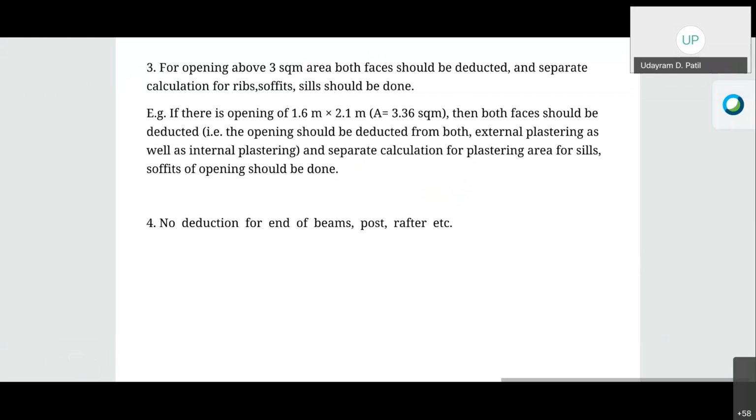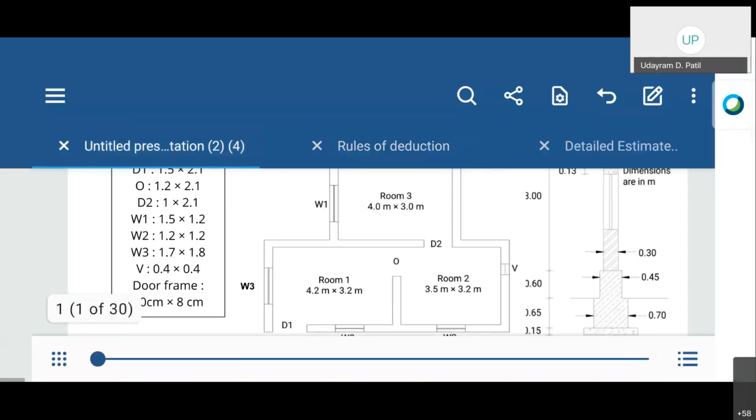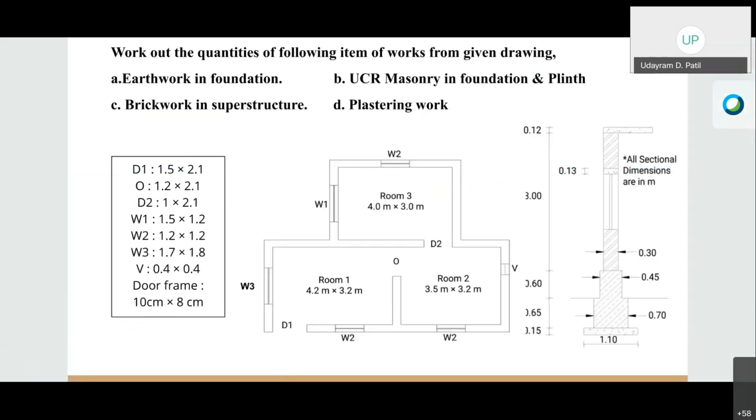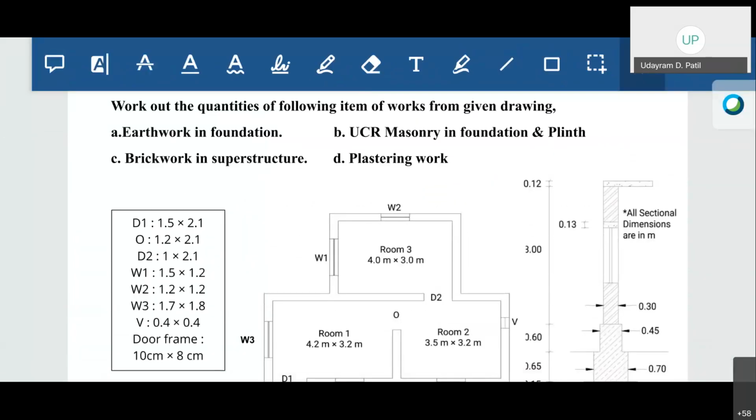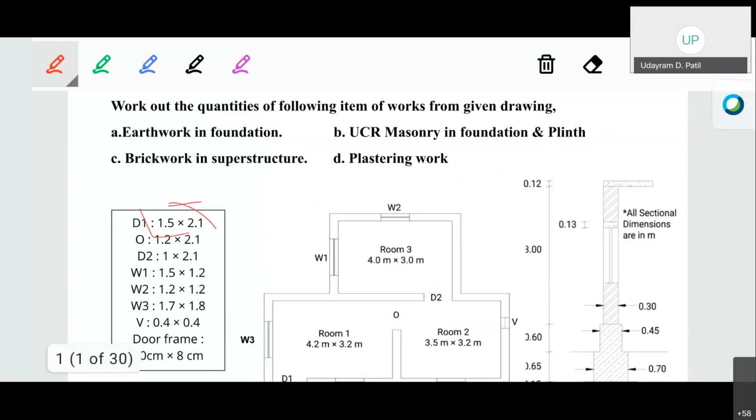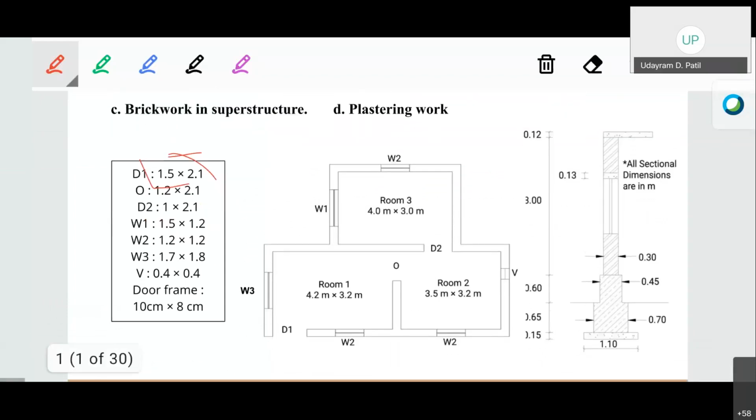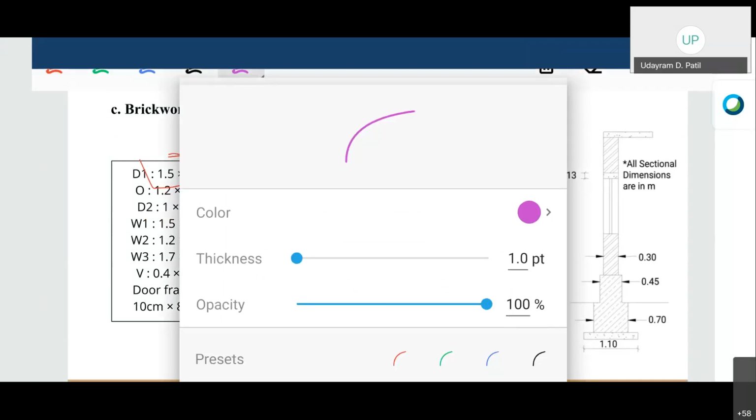Whatever openings we have, we will calculate the area of all of them. For D1 it will be 1.5 multiplied by 2.1, whatever the area is. So we will cross verify. If the particular area is less than 0.5 meter square, then we are not going to deduct that quantity from the internal plastering or external plastering. If the area is between 0.5 and 3 meter square, in that case we are going to deduct only one phase, and that particular phase will be the external plastering.